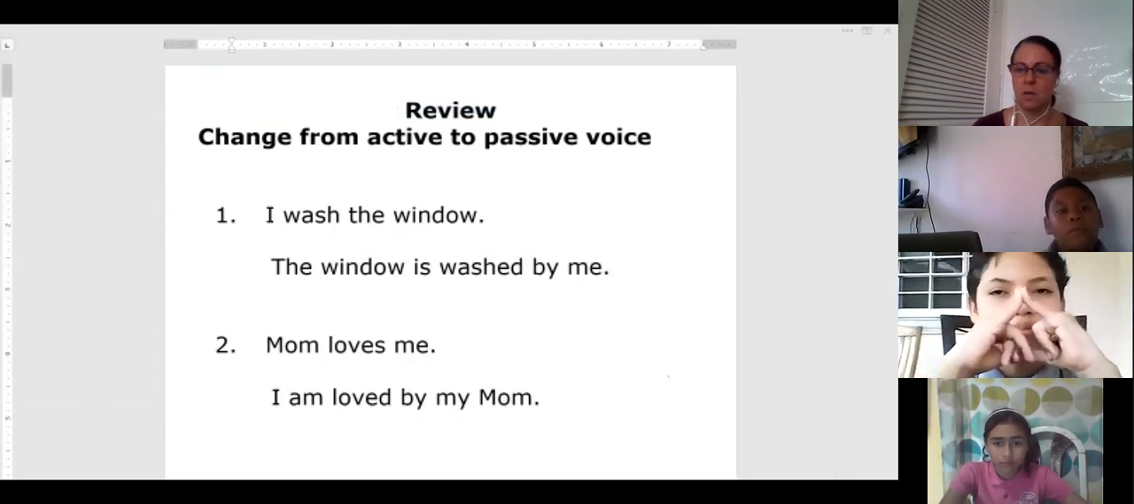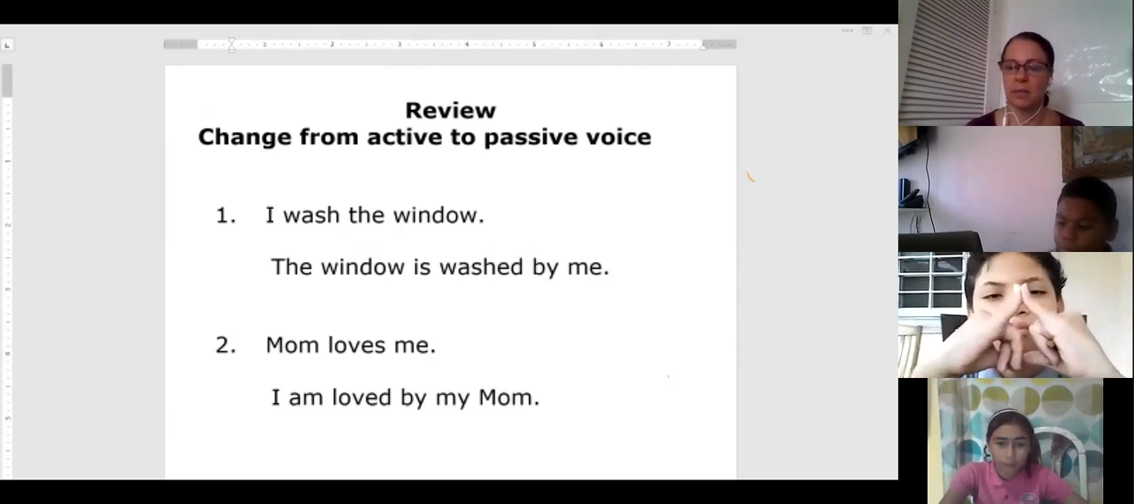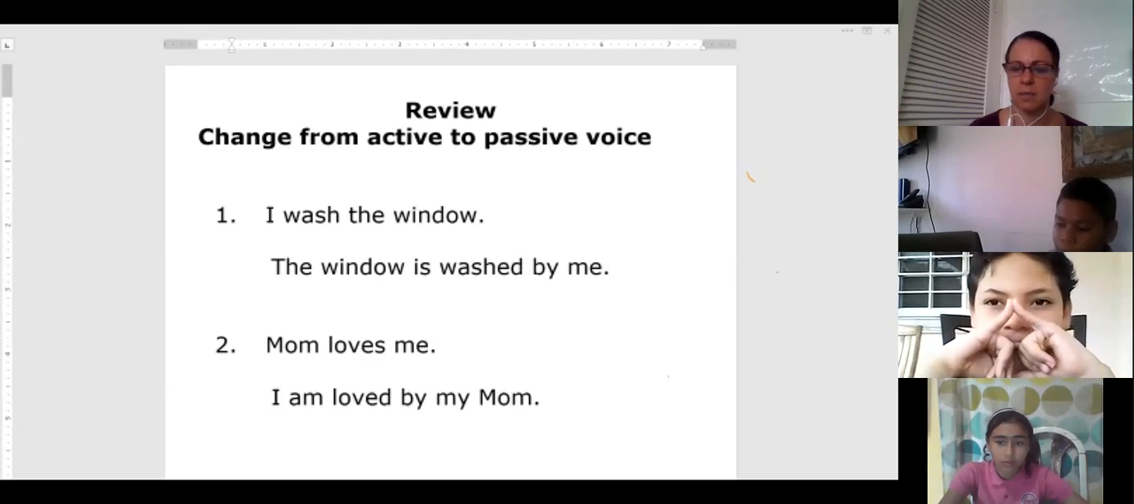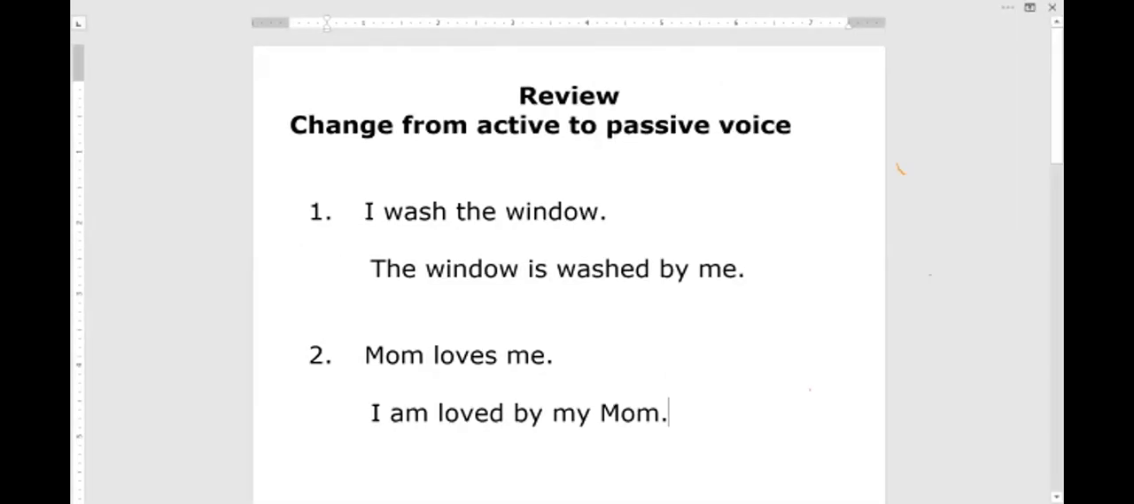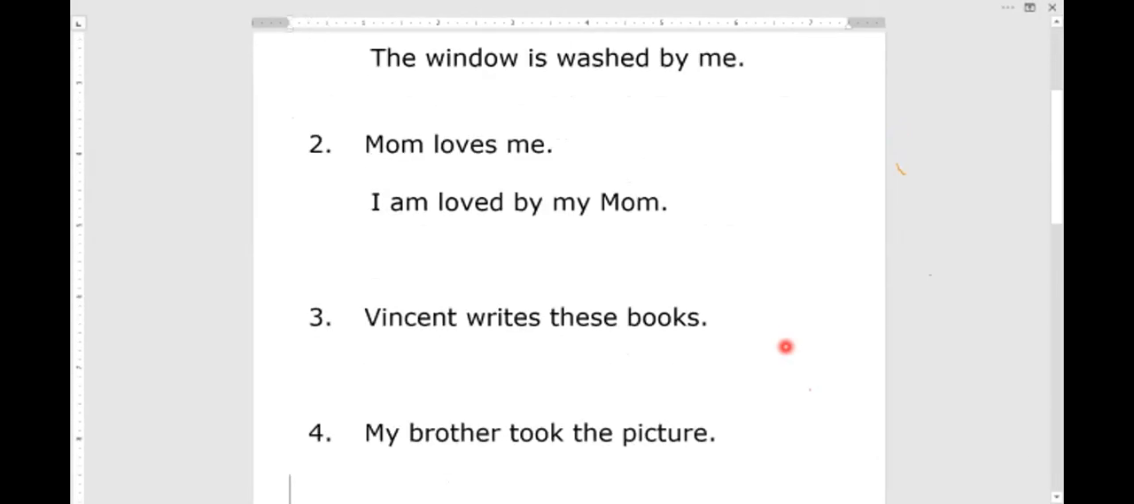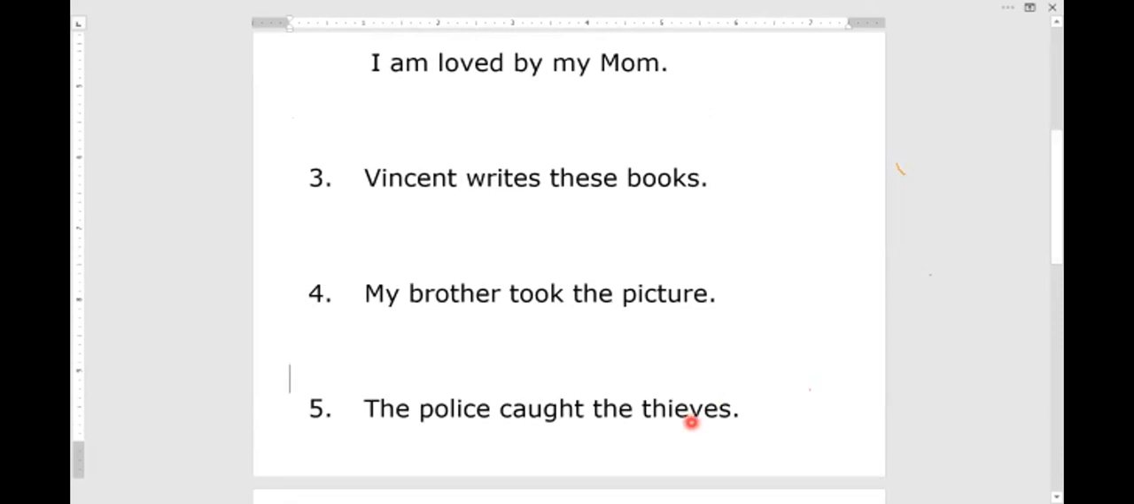Segundo. Okay. Let's go down. Oh, I can get this one off. One moment. Let me take the annotations. Okay, so let's go down. The next one. Vincent writes these books. Vincent writes these books. I know you're muted. I'm going to take it off so you can participate. So, Vincent writes these books.